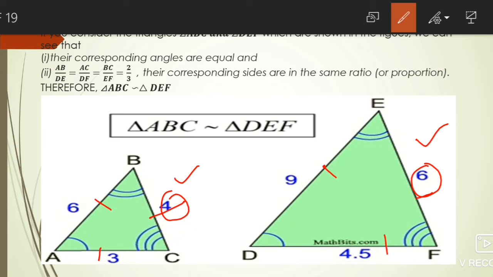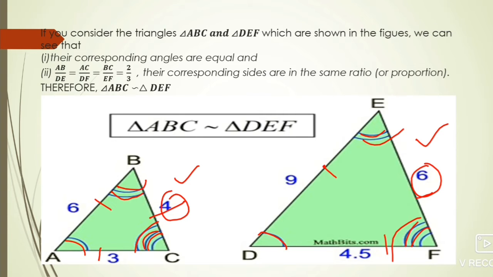So, as you can see, the corresponding sides are in the same ratio, and also by the symbol, this angle A is equal to this angle D, this angle B is equal to this angle E, and this angle C is equal to this angle F, right? That means the corresponding angles are equal. That's why I can state that triangle ABC is similar to triangle DEF.